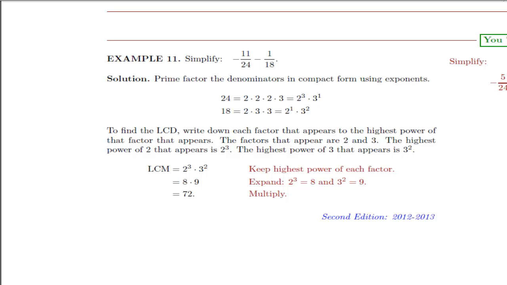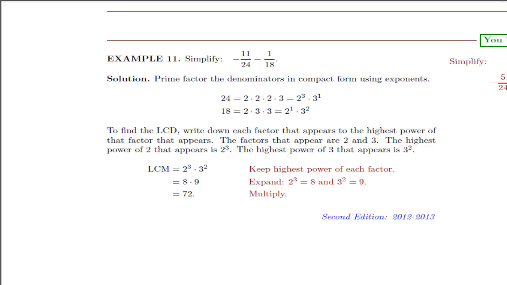Solution. Prime factor the denominators in compact form using exponents. 24 equals 2 times 2 times 2 times 3 equals 2 to the third power times 3 to the first power. 18 equals 2 times 3 times 3 equals 2 to the first power times 3 to the second power. To find the LCD, write down each factor that appears to the highest power that appears. The factors that appear are 2 and 3. The highest power of 2 is 2 to the third power. The highest power of 3 that appears is 3 to the second power. The least common multiple equals 2 to the third power times 3 to the second power.